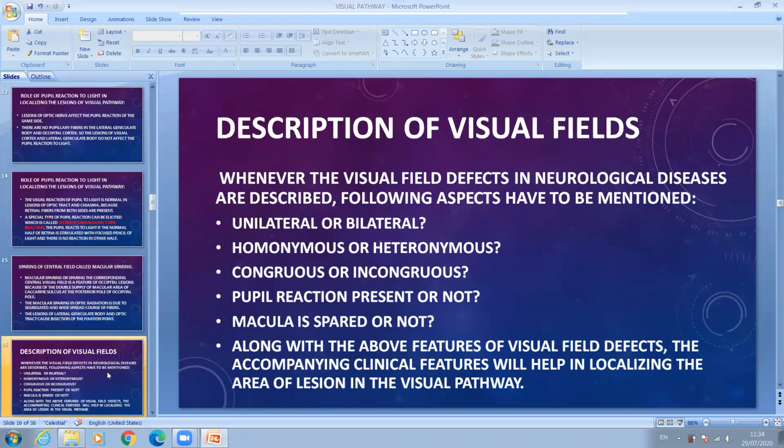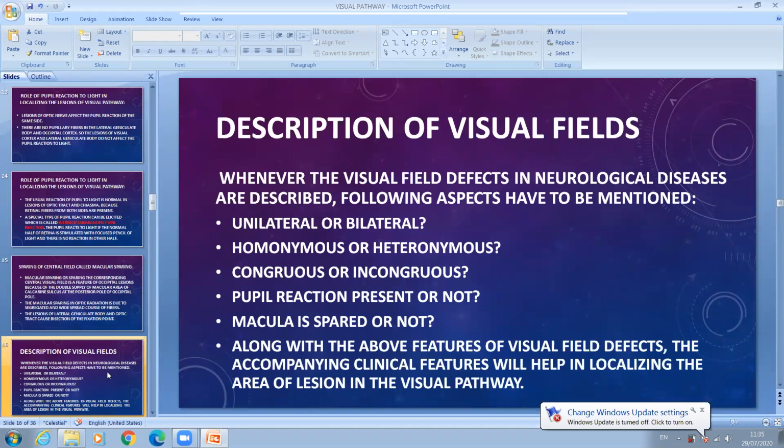Now, at the end of the description of the visual fields, whenever you have to describe a visual field related to neurological diseases, you have to describe the following aspects. Whether the visual fields are unilateral or bilateral, which will give you the idea of where it is located. Whether they are heteronymous or homonymous: if heteronymous, it is the area of the chiasma, and if homonymous, it is the tract, geniculate body, and above. Whether they are congruous or incongruous: those areas of the visual pathway which are compact give a congruous defect, and those which are widely spread, like the radiation, give an incongruous defect.